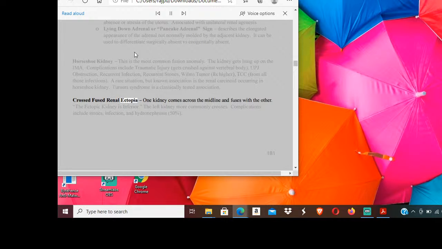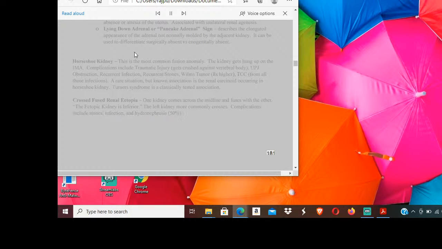Crossed fused renal ectopia. One kidney comes across the midline and fuses with the other. The ectopic kidney is inferior. The left kidney more commonly crosses. Complications include stones, infection, and hydronephrosis, 50%.